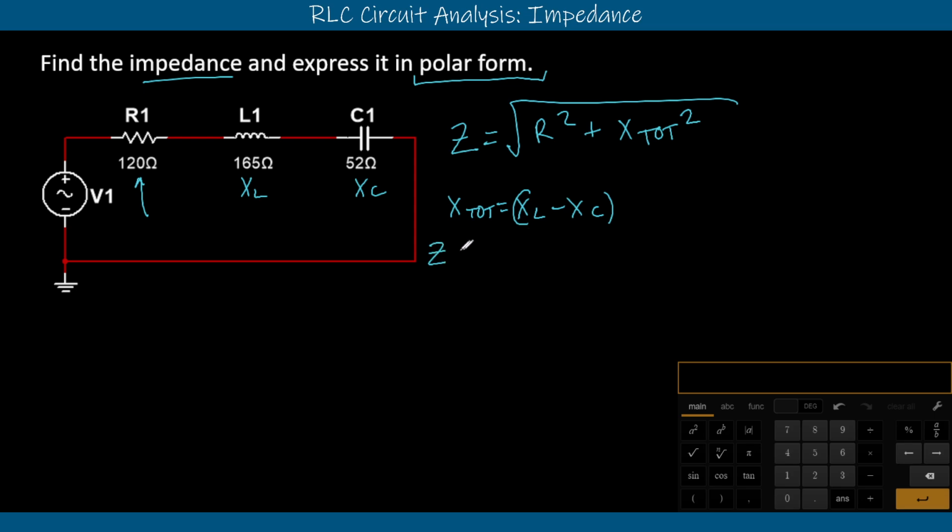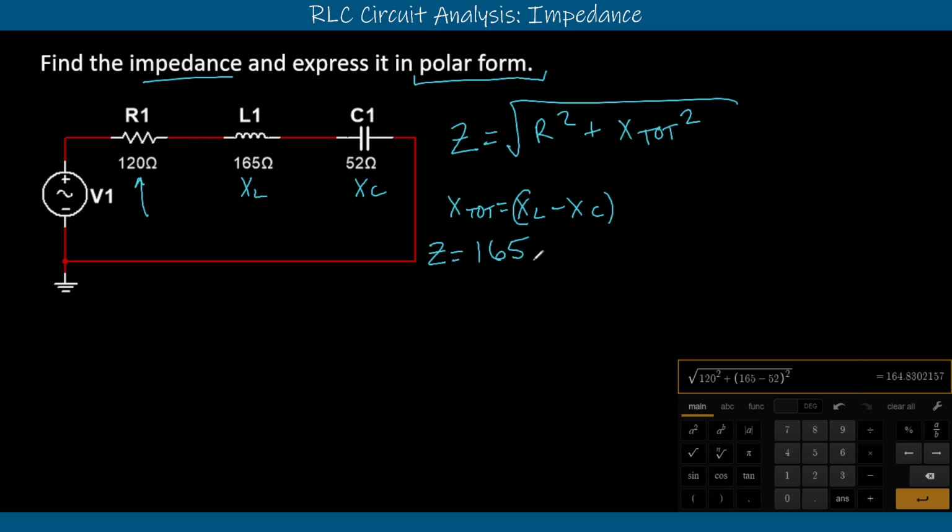And so we can solve for that. We can say Z is equal to, we'll type that into our Desmos over here, the square root of R, which is 120. And we'll square that and add it to our X total. So I'm going to put a parenthesis here and we'll add up our X total. We'll say it's XL, 165, minus our XC, 52. We'll close that parenthesis there and square it. And that is our Z. So we'll say Z is equal to 164.8, so we can round that up to 165.